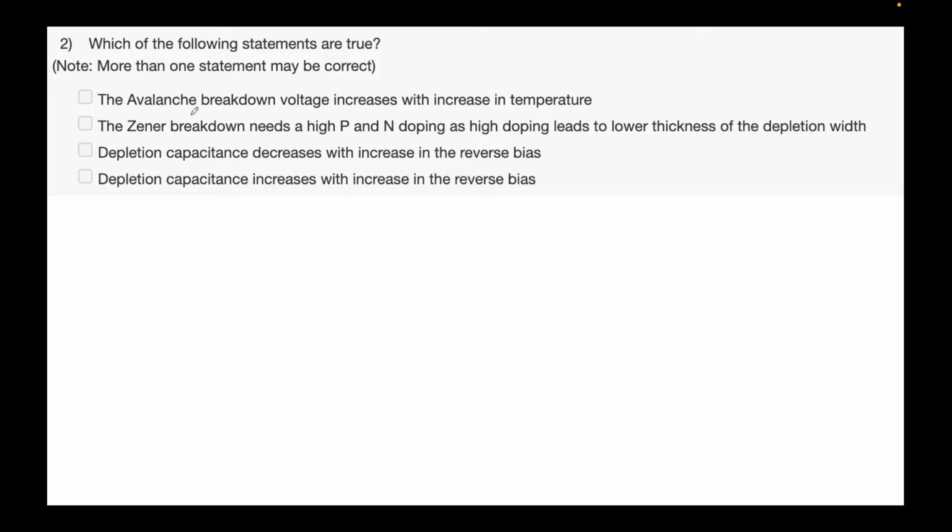So in this question, there may be more than one correct option. The first option relates to the avalanche breakdown. We'll talk about that. The second option relates to the Zener breakdown. Then we'll talk about Zener breakdown. And finally, the third and fourth options relate to the depletion capacitance. So what I'll do is go over these three topics one by one. So let's first consider the avalanche breakdown.